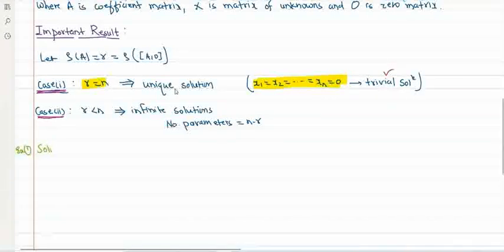Solve the system of equations. It's a test for consistency because this system always has a solution. That's why it is consistent. That's why you will have a question of the type: solve the system of equations.